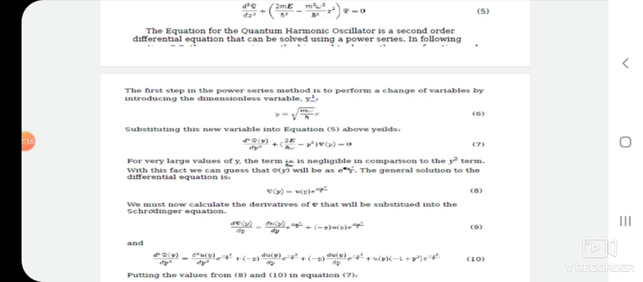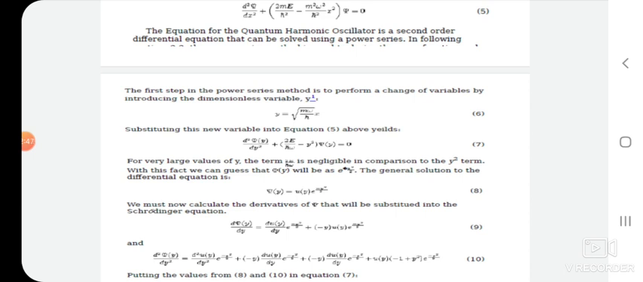For very large values of y, the 2E by h cross omega term is negligible as compared to y square. Therefore, psi of y will behave as e to the power of minus y square by 2. Then the general solution for equation 7 is psi of y is equal to u of y e to the power of minus y square by 2.